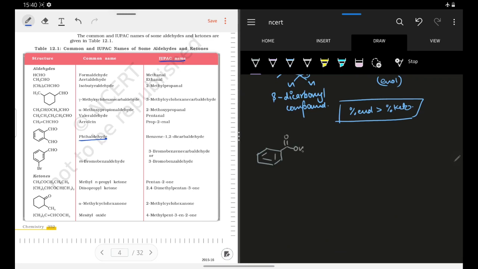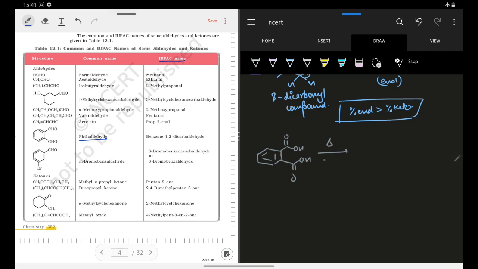This is phthalic acid. And we also know a very important reaction of this. If you have completed your 12th, then you would remember. If you have not completed your 12th and you're reading it for the first time, then this might cause problem for you. You might not know this, but we will cover it subsequently.